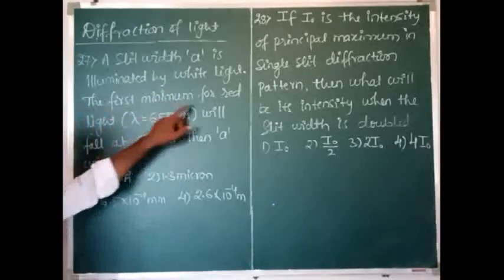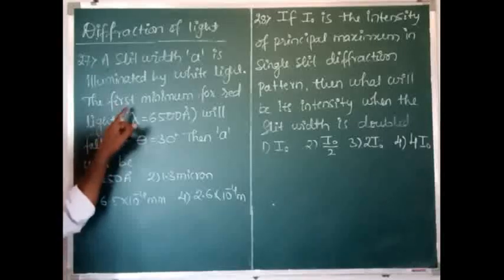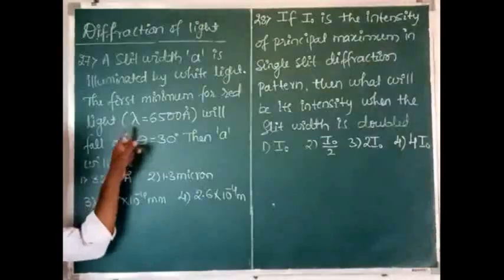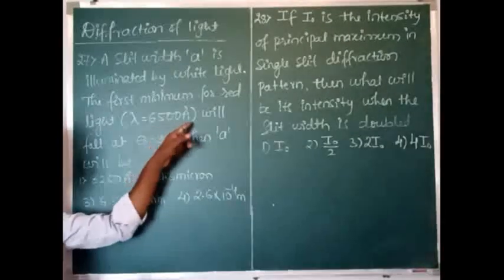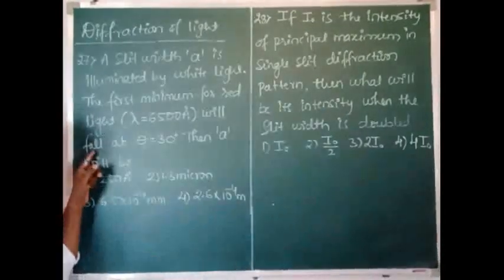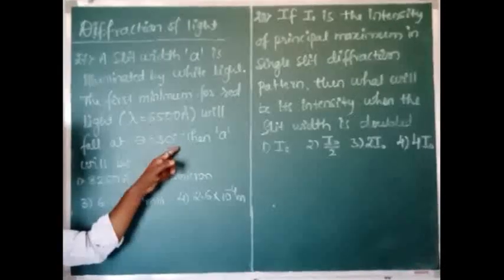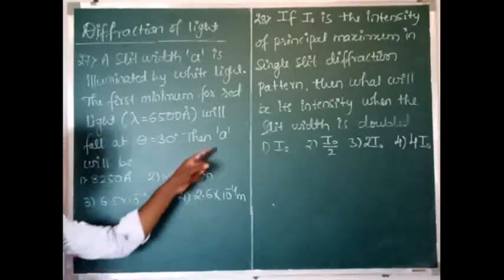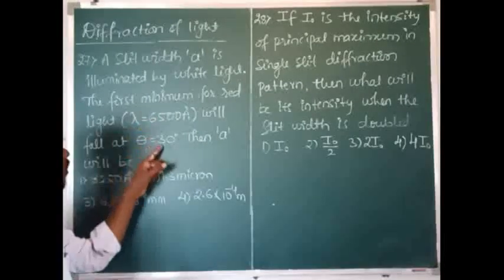Then the first minimum for the red light, where the wavelength of the red light is 6500 angstrom, will fall at theta equal to 30 degrees. Then A will be, that is, we have to find the slit width. The angular position of the first minimum is given.